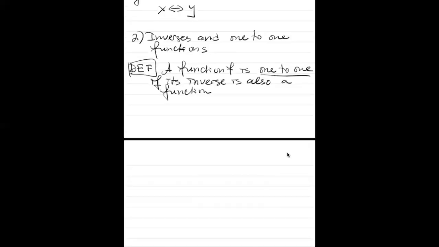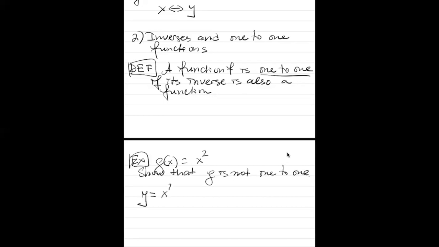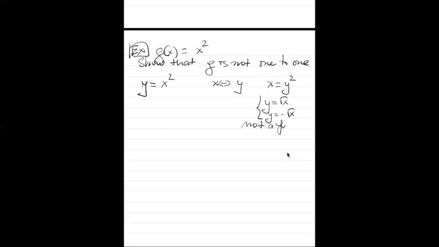So we start with a function, example, g of x equals x squared. Show that g is not one-to-one. In other words, the inverse is not a function. So here is a function y equals x squared. If we switch x and y, we have x equals y squared, or y equals square root of x, and y equals negative square root of x. So we have two equations for y, so this is not a function. So if the inverse is not a function, the original function g is not one-to-one.